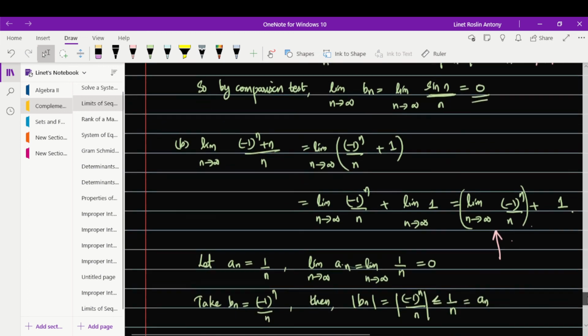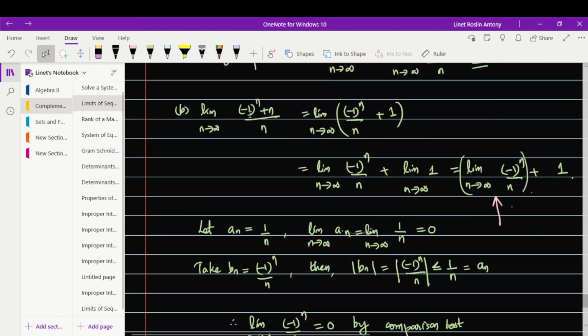So let's move to the second question. Limit n tends to infinity (-1)^n + n by n. So you just make them into fractions, dividing n on each of the terms in the numerator. So you get limit n tends to infinity (-1)^n by n plus n by n, that is 1. Then limit of a plus b is equal to limit of a plus limit of b. So you get limit n tends to infinity (-1)^n by n plus limit n tends to infinity 1. That is definitely 1. So you have one limit to find out, plus 1. So you have limit n tends to infinity (-1)^n by n plus 1.